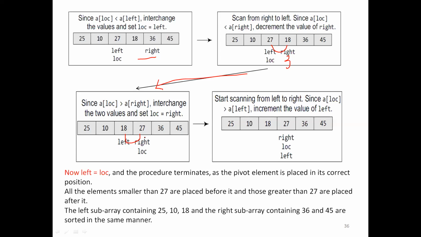When doing left to right, if the pivot is lesser, I will do swapping. So 18 compared with 97, no, it's not. You don't need to do swapping. So the right and left LOC will meet at the same index. So here we have to stop it, and the procedure terminates. Now left equals location. This is the condition you have to check.